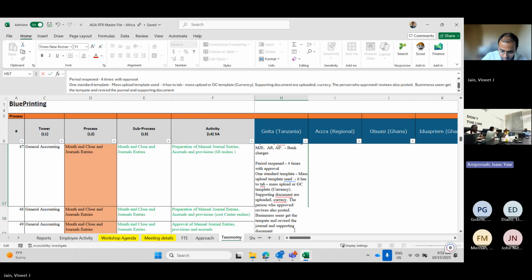This is what we want to automate. This is the manual process that we see, that we want to try and automate.